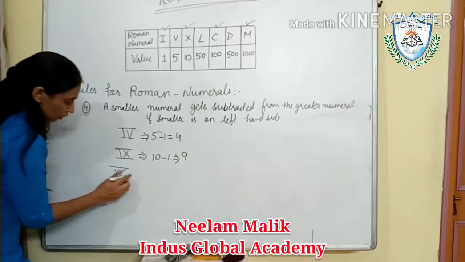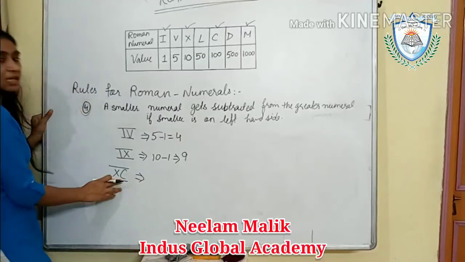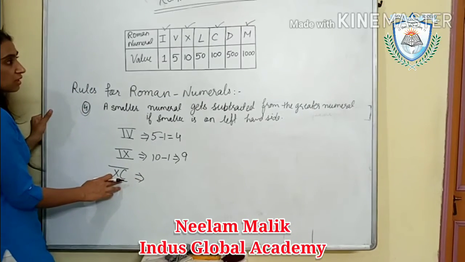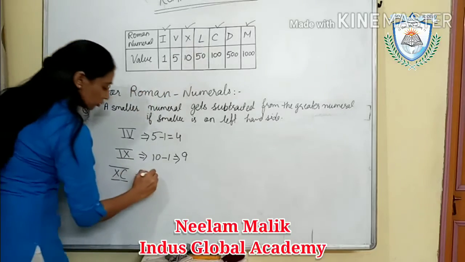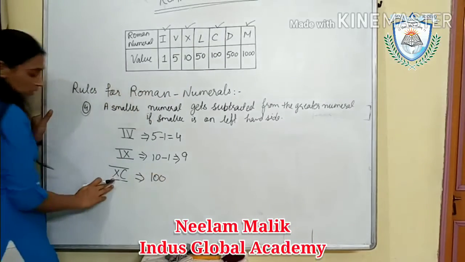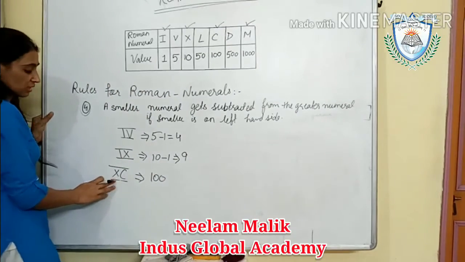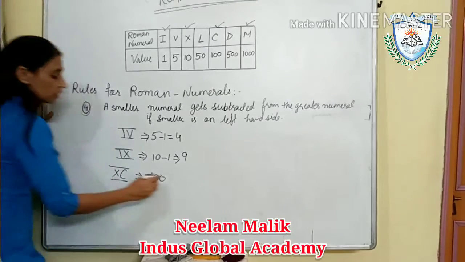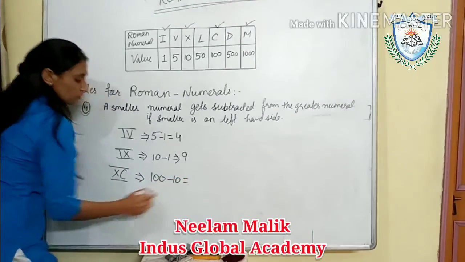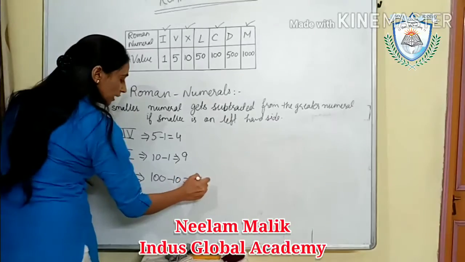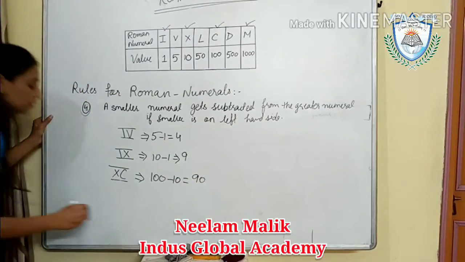Okay, here what do you mean by C? C is 100. So you will write 100. X means 10, and that is on the left hand side. So minus 10, and it will be your 90.